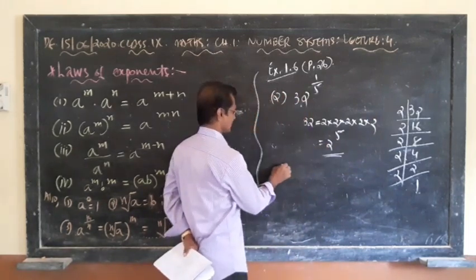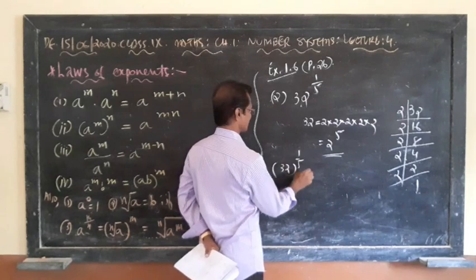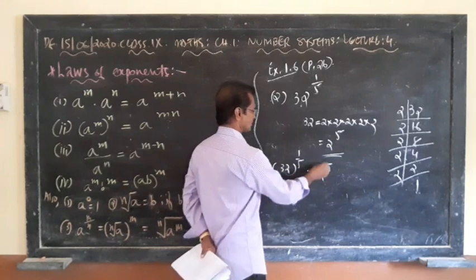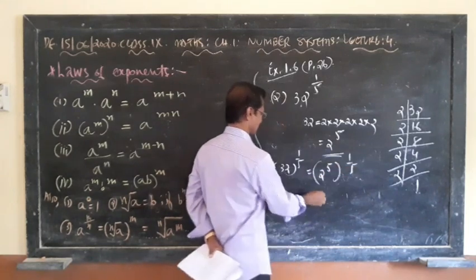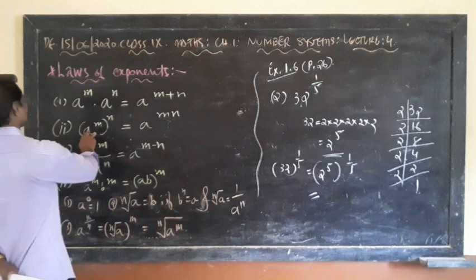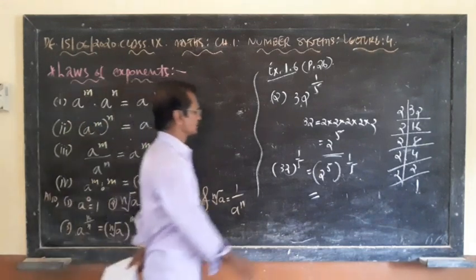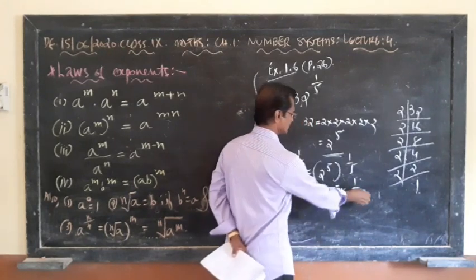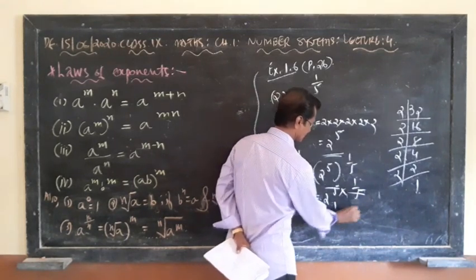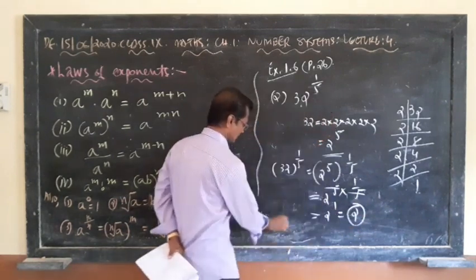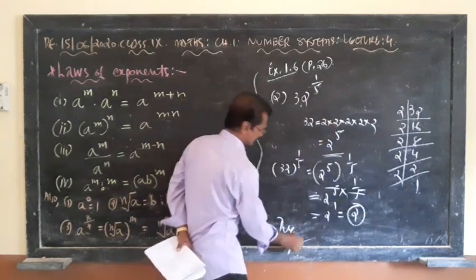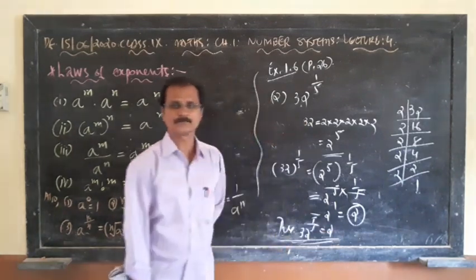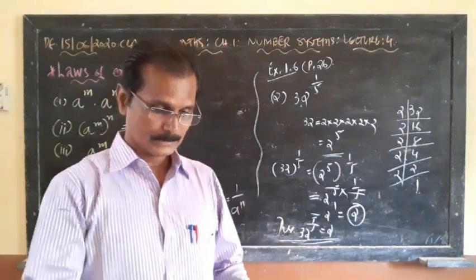Now 32 raised to 1 by 5 equals 2 raised to 5, the whole raised to 1 by 5. Again, use the same formula: a raised to m, the whole raised to n, equals a raised to mn. So you can write 2 raised to 5 into 1 by 5. These two 5s cancel, equal to 2 raised to 1, equal to 2. So the final answer: 32 raised to 1 by 5 equals 2. Clear? Got it?